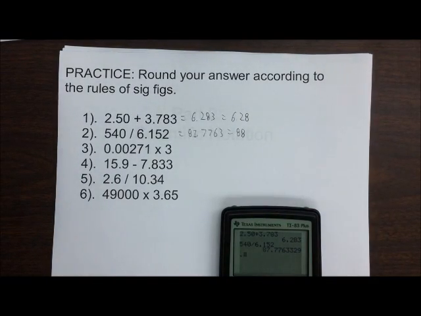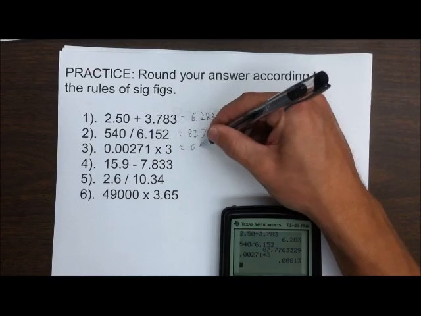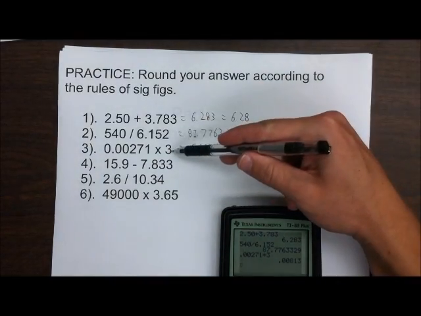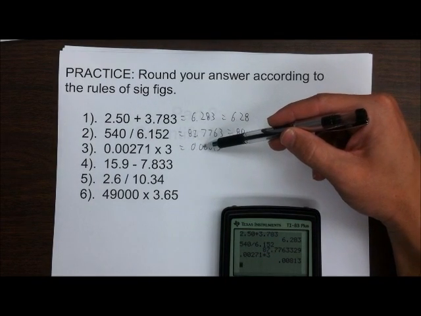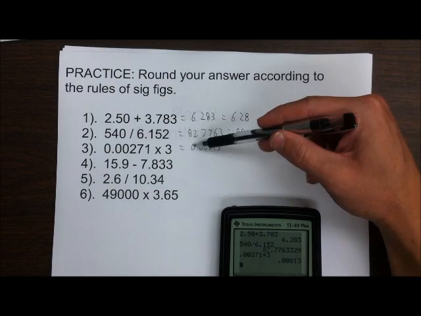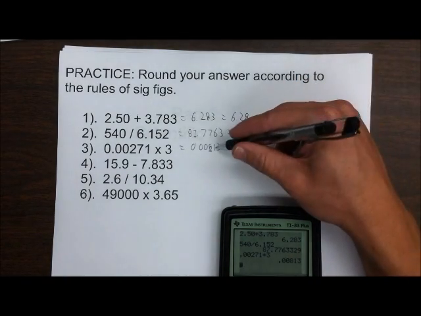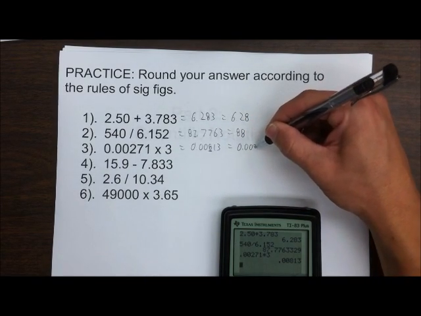Moving on, 0.00271 times 3 equals 0.00813. However, we only want 1 sig fig. All of these zeros are leading, so they're not significant. So we can only look at this, and based upon the 1, we'll keep it as an 8. So this is 0.008.